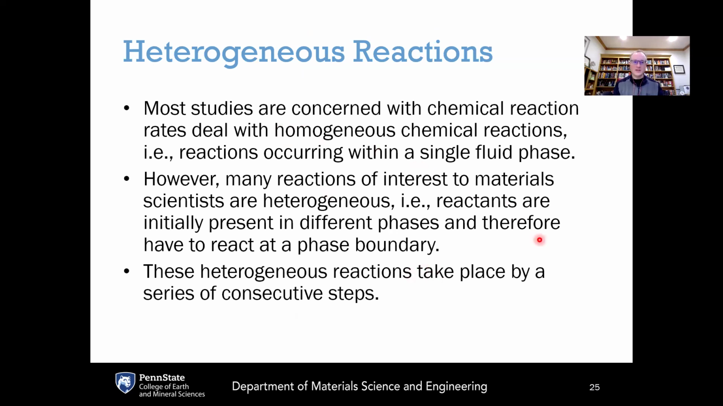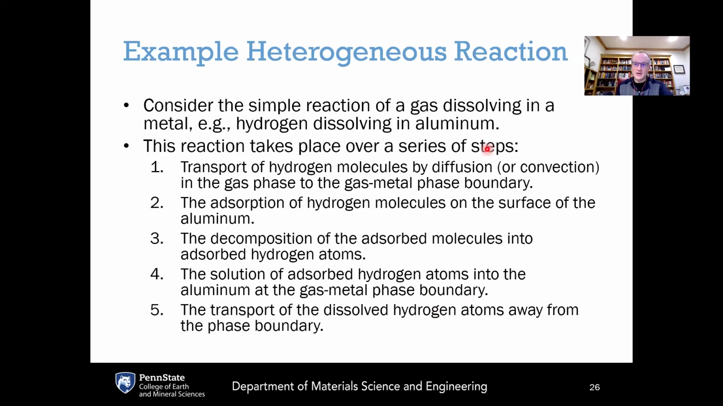All right, next up is heterogeneous reactions. Most studies in chemical reaction kinetics are concerned with chemical reaction rates in homogeneous chemical reactions, in other words, where the reactions are occurring within a single fluid phase. However, many reactions of interest to material scientists are heterogeneous. These are reactions where you have reactants present in different phases, or where the reactions are happening at a phase boundary. And these heterogeneous reactions typically take place by a series of consecutive steps.